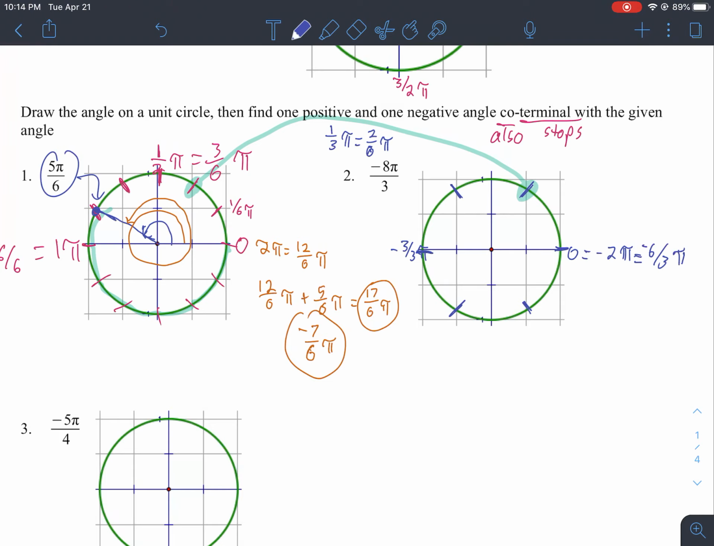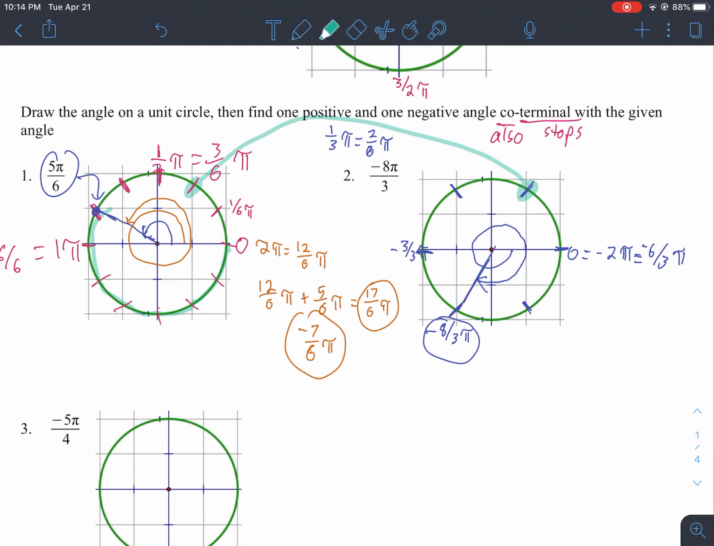Okay, now we've got to count negative 8 of them. Holy cow, that's a lot of thirds. So negative 1/3, 2/3, 3/3, 4/3, 5/3, 6/3, 7/3, 8/3. It's that one. So I went all the way around and a couple more thirds. So that's negative 8/3 pi.